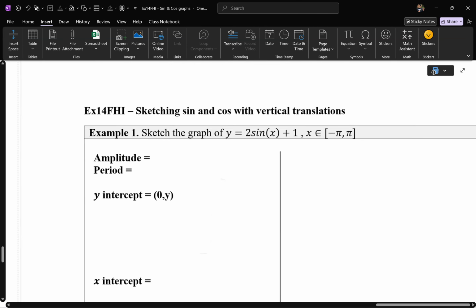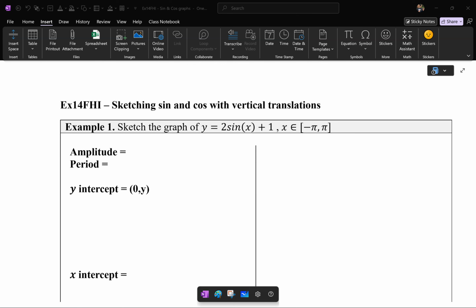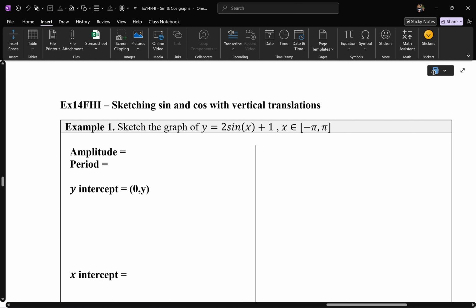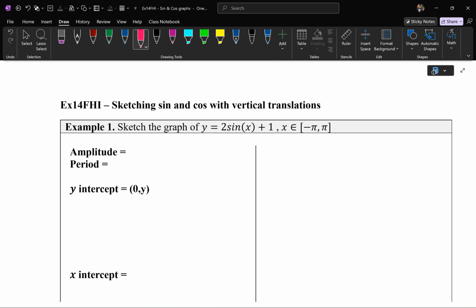All right, let's do a recap. Last lesson, I said in order to sketch this, you really don't have to do all three exercises. You just got to get a sense of what you need to do, yeah? One, you need to know the shapes. So a sine graph and a cosine graph.